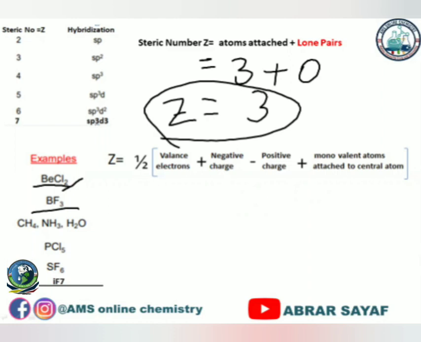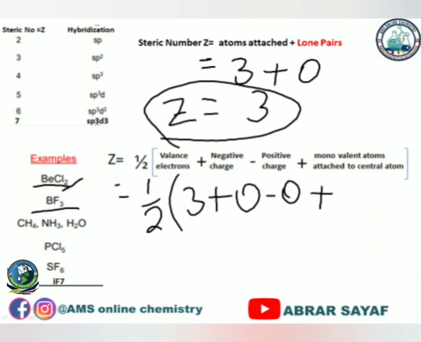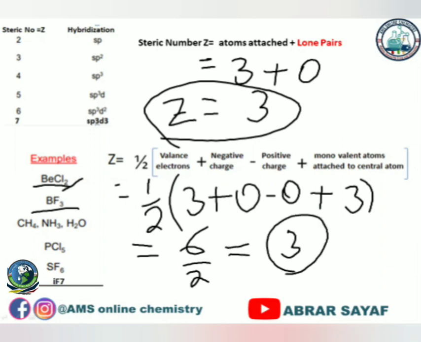Now according to this formula, we will write that boron belongs to the third group, so 3 valence electrons. There is no negative charge, there is no positive charge. Fluorine is a monovalent atom, so there are 3 monovalent atoms. So we will get 6 by 2, so 6 divided by 2 is equal to 3. So according to this formula, this is also 3. When the steric number is 3, the hybridization is sp2. So boron has sp2 hybridization in this case.